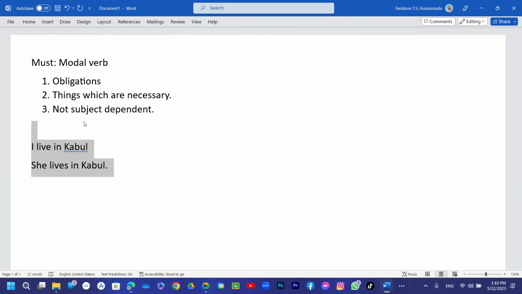But must is not like that. So must is not subject dependent. It doesn't depend on the subject, and for any subject that you use with it, must is going to be must, okay? And the structure for this is going to be a subject, of course, plus must.